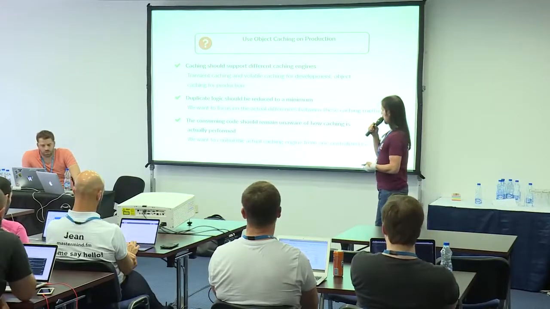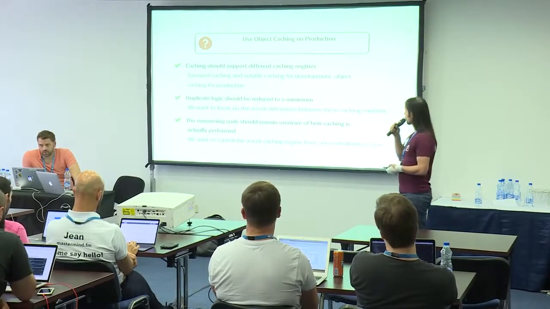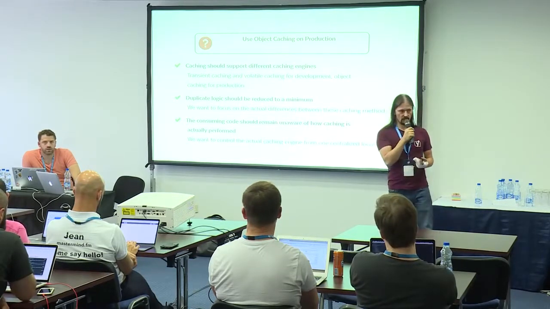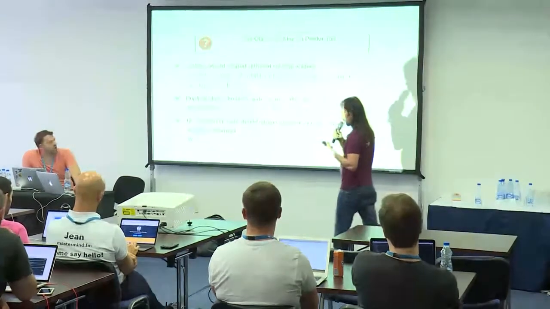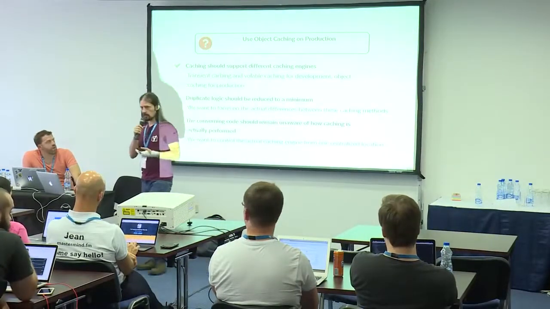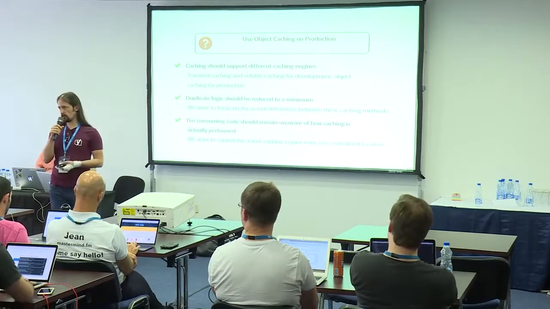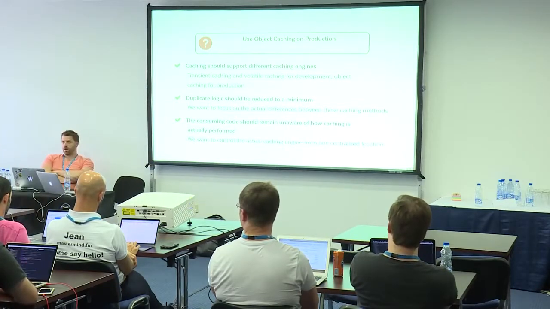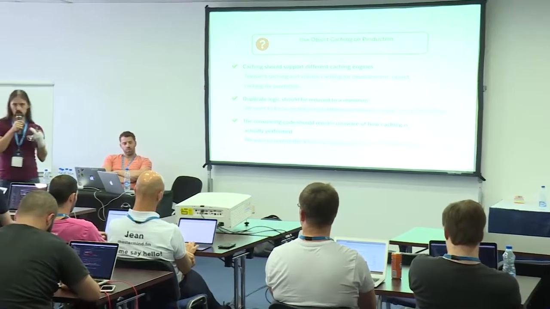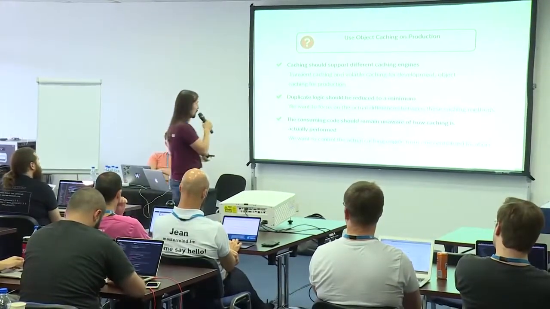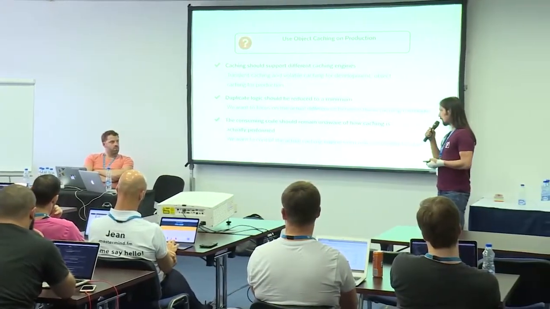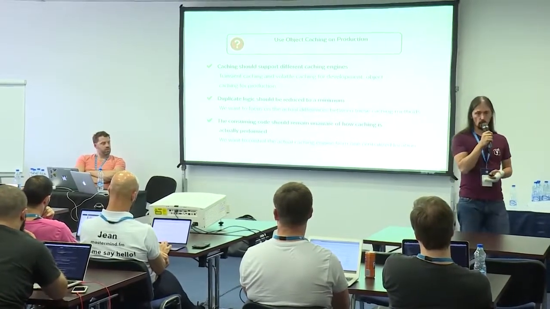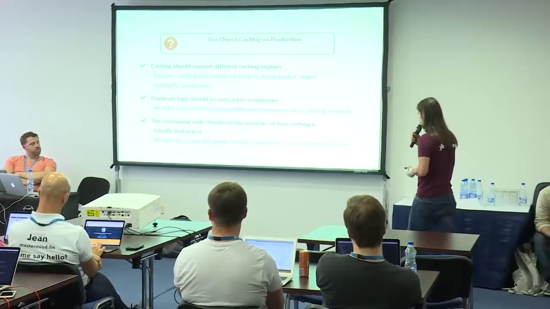Some requirements for this new change. The caching should support different caching engines. So basically, we already noticed now that having one implementation is not enough. We need to make the code more flexible. And if we're already doing it, then it's a good opportunity to abstract away the detailed implementation of whatever caching engine we're using, so we remain flexible in the future. We also want to keep the duplicate logic to a minimum again. And the consuming code should still remain completely unaware of what we did to change the caching.